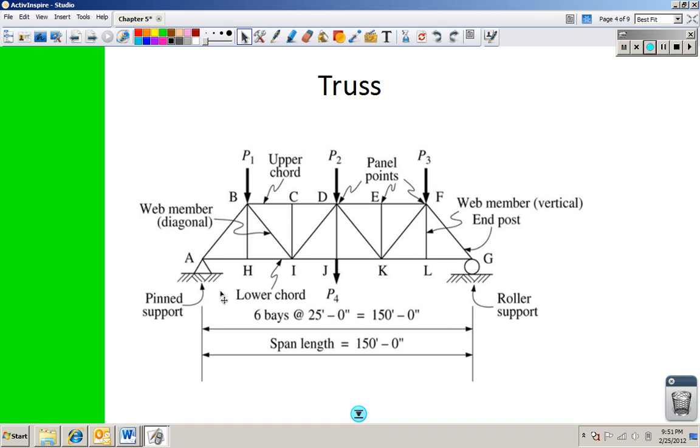Whenever you have an applied load on a truss, it's going to induce a force in every member of the truss. Well, it'll induce force in most members of the truss. Occasionally you do find that some members add rigidity but actually don't hold any force.